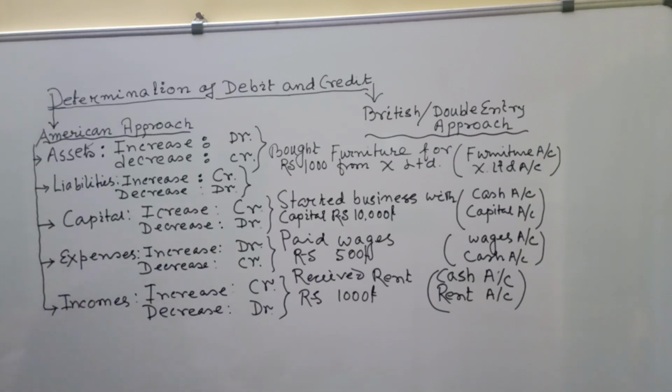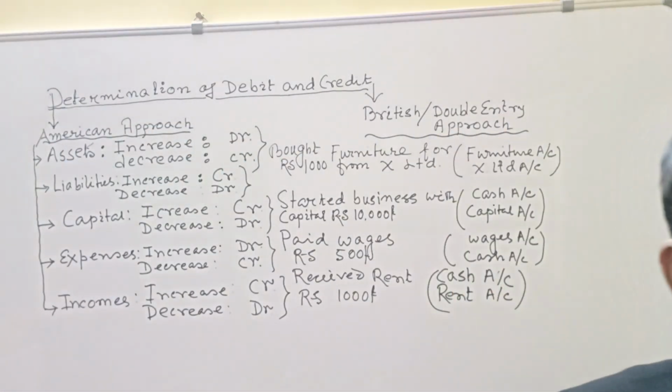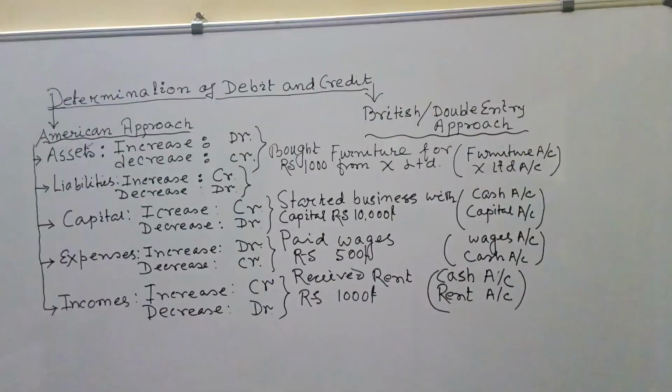In the next class, we shall discuss how we can determine the debit and credit under the British method, or our traditional double entry system of the method.